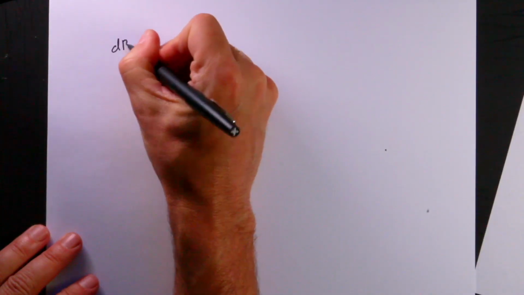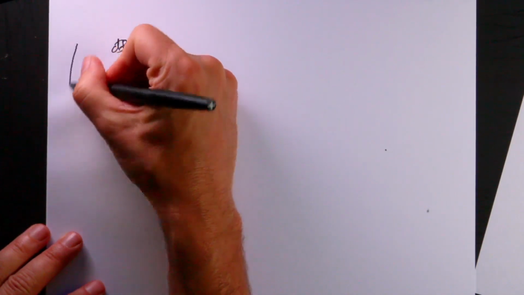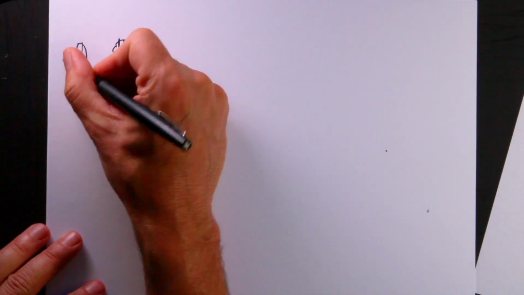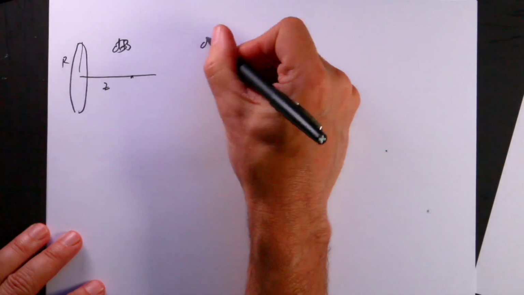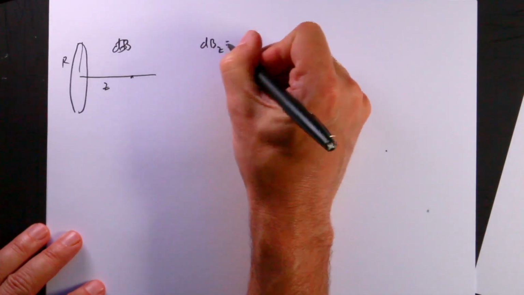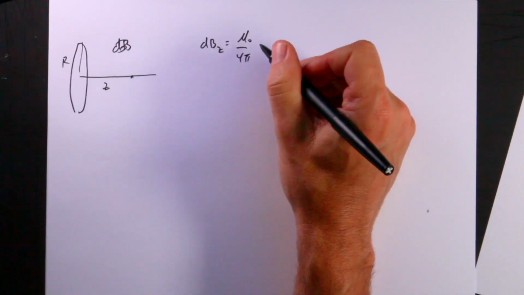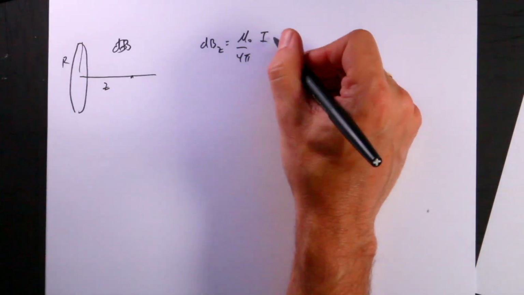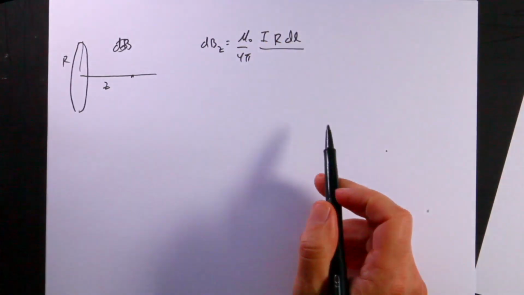So now I can write this. dB, I want to draw my circle again. Let's draw it like this. So that's R, and that's Z. So dB z is the only surviving component. It's going to be mu naught over 4 pi. And then I have I. Then dl cross r hat, I already said, was just going to be r dl. Now I need to divide by r cubed.